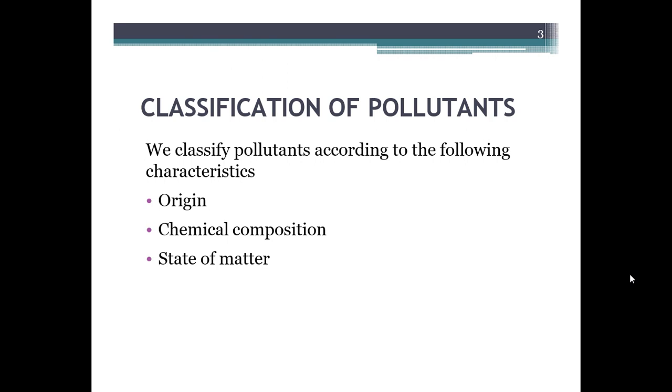So how do we classify air pollutants? We can classify air pollutants according to the following characteristics. We can look at the origin of the pollutant, where does it come from, the chemical composition, and the state of matter. So let us look at each one in turn so that we can understand it a little better.